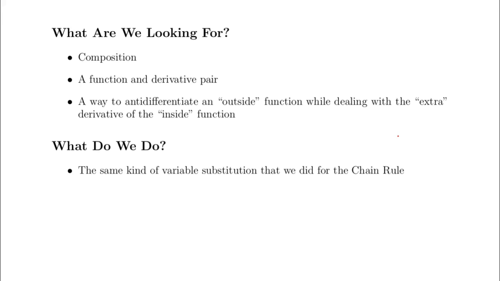Okay, so let's think about undoing the chain rule. We'll just think about this in general first, then we're going to take a look at that specific example again. Okay, so what are we looking for? The chain rule deals with composition, so obviously we're looking for composition, right? But we're also looking for function and derivative pairs. What do I mean by that?